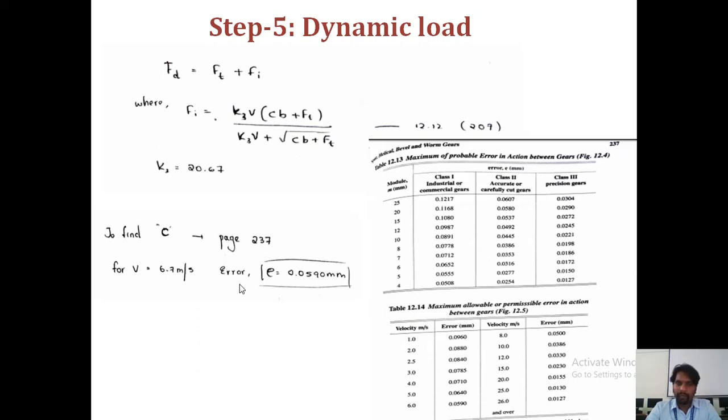In 12.14, we know the velocity is 6.7, which is in between 6 and 8. So we need to prefer 6 itself. For 6, the error is 0.0590. So we got the error. Note down that 0.0590 is the error for 6.